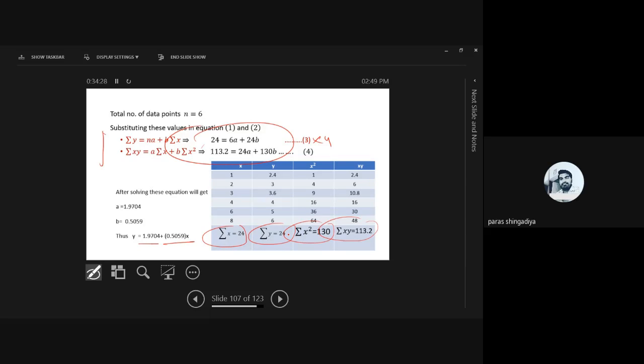Okay. So all of you check this answer in the calculator and verify your answer with that. a should be 1.97 and b should be 0.5059. A minus value can be there. Okay, we can consider negative values, minus 1, 0, minus 1, 5. That can be there.